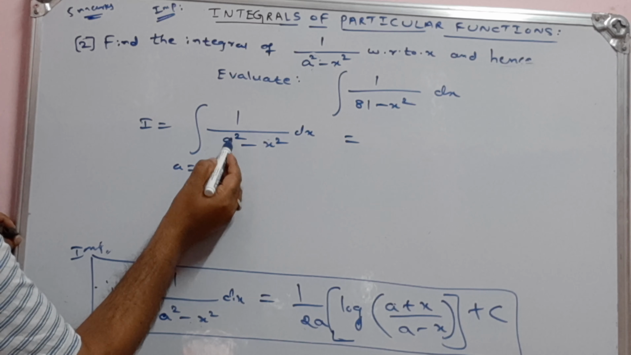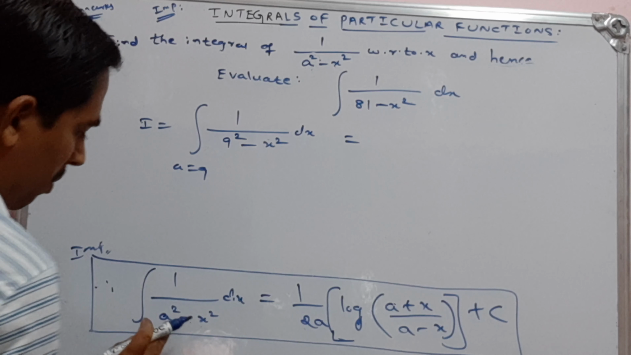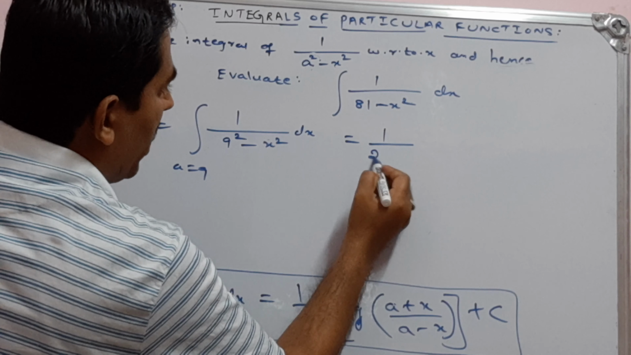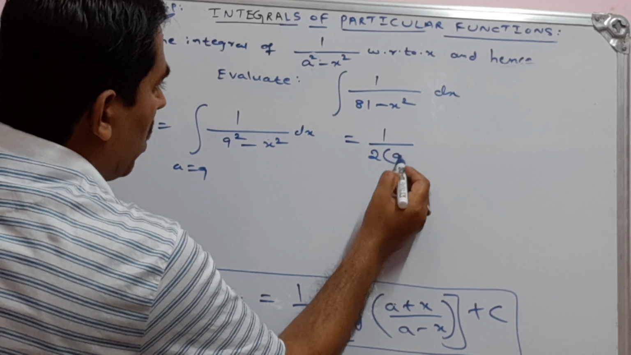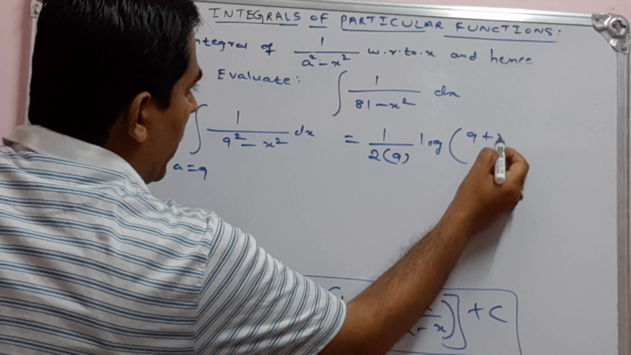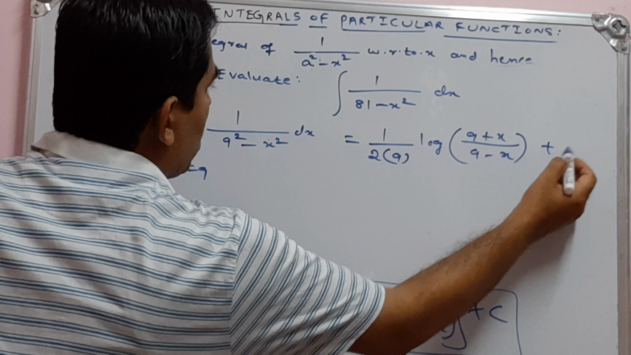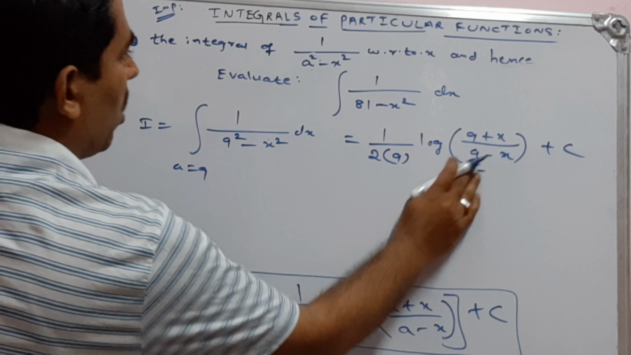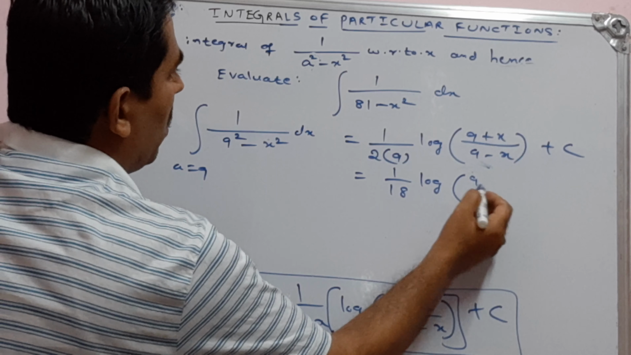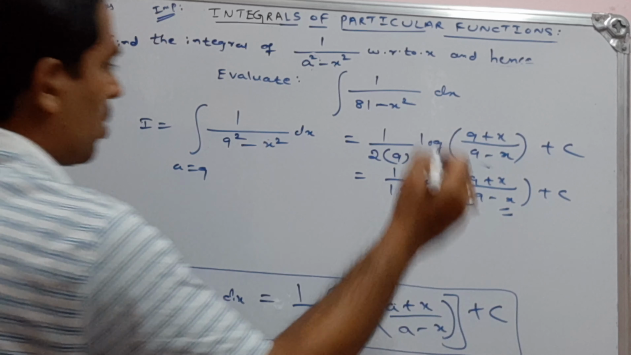Instead of a, what is the number here? 9. So 9 square minus x square. Then replace a by 9. Then I can write this as 1 by 2 into 9, log of 9 plus x divided by 9 minus x plus constant. So this will be our answer. Otherwise, I will write one more step. 2 nines are 18. Log of 9 plus x divided by 9 minus x plus constant of integration.